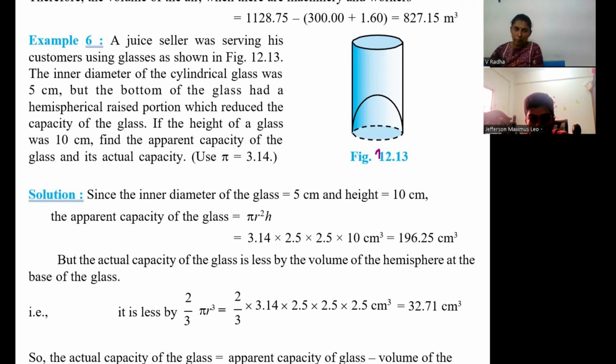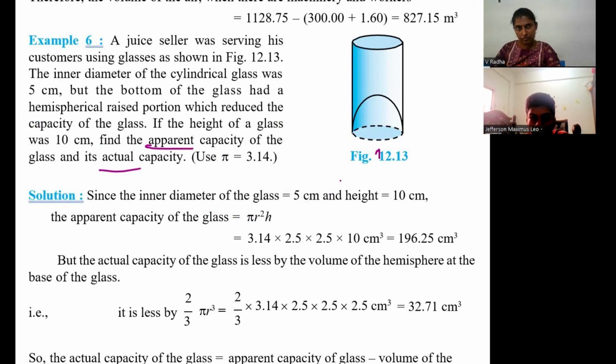So, what is the difference between apparent and actual? Ma'am, apparent means what we seem to see, but actual means it's not that, it's something else. Yes, good. So the hemispherical bulging portion is inside the glass, a cylindrical shaped glass, to reduce the capacity of the juice glass. Actual capacity means including this portion. Apparent means excluding that portion. That's all.